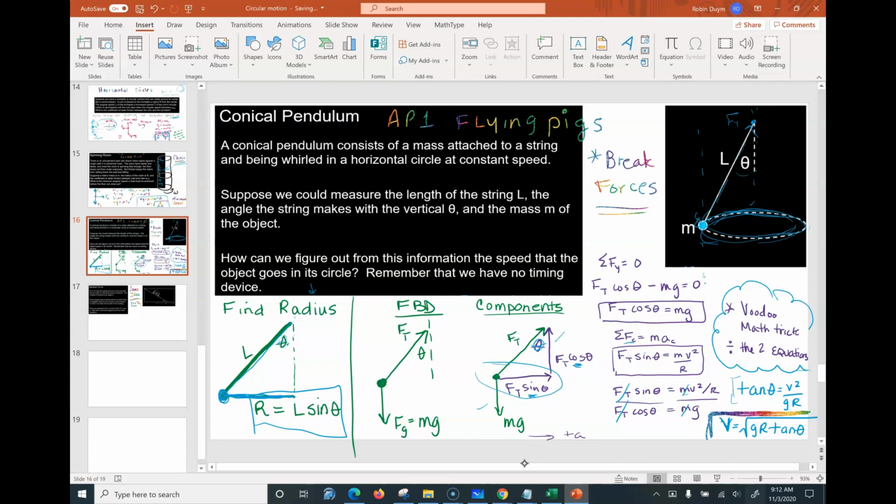So it really only depends on your angle and the radius of your circle. So if you try to do it in a really tiny, tiny little circle, you're going to get a tiny, tiny velocity. All right? That's the type of problem when you have something on an angle.